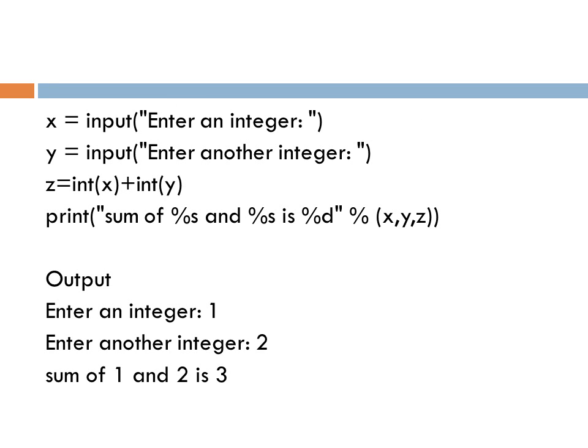The next method is the same method that we use in the C language. So sum of percent d and percent d is equal to percent d, double quotes close, percent of x comma y comma z. So wherever the format specifiers are there, those will be automatically replaced by the x, y and z values.